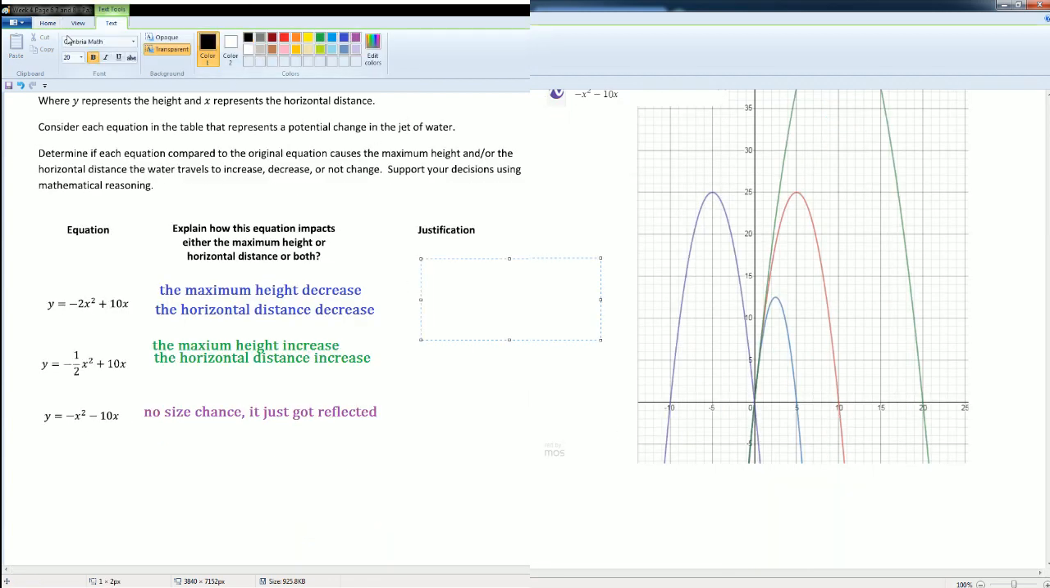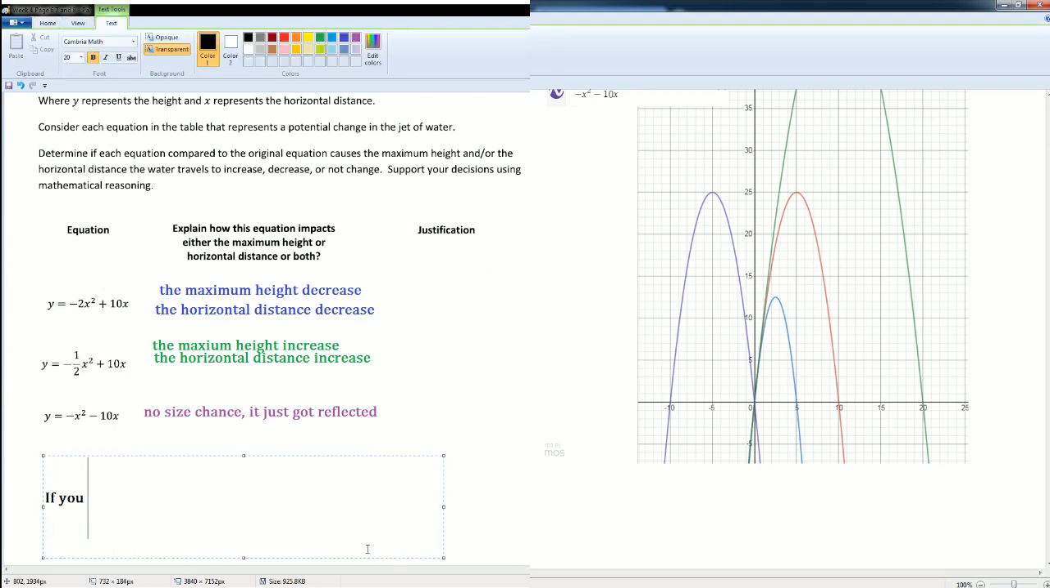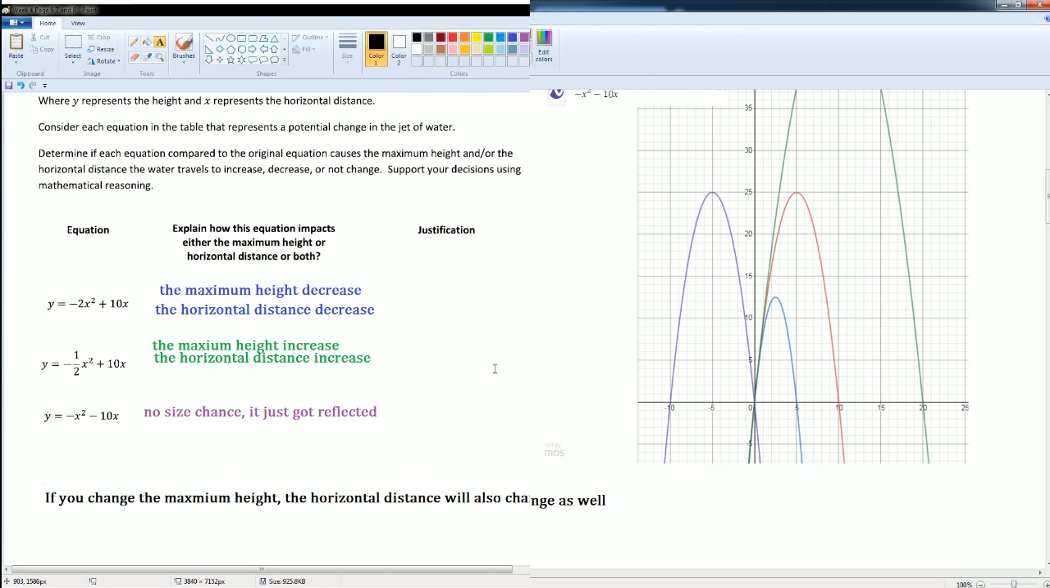So the big conclusion is that you should realize that if you change the maximum height, the horizontal distance will also change as well. Did I write height correctly? No, it's E-I. Yep. So there you go. You can't change one without the other.